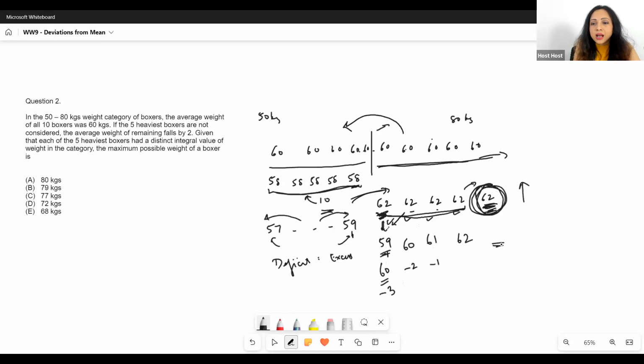So then this guy will have an excess. The total deficit is -3, -2, -1, which is -6. So then this guy will have an excess of 6, and that is why his weight will be 68. And 68 will be the maximum value of weight that he can have. So our answer is going to be 68 kgs.